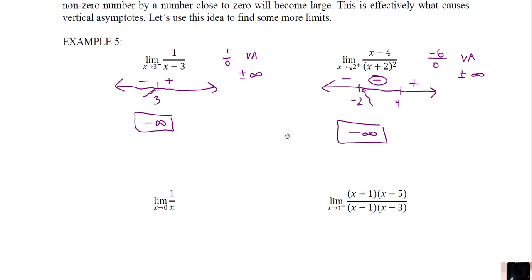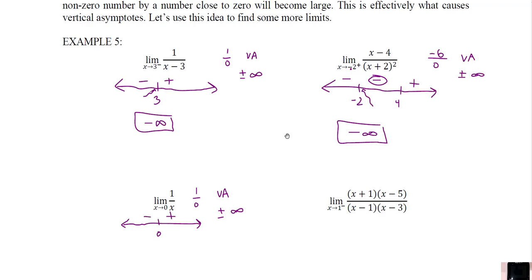How about the limit as x approaches 0 of 1 over x? So again, plug in 0. This is 1 over 0. This is a vertical asymptote case. It's probably plus or minus infinity, one of these two. Let's plug in 0 is my critical number.